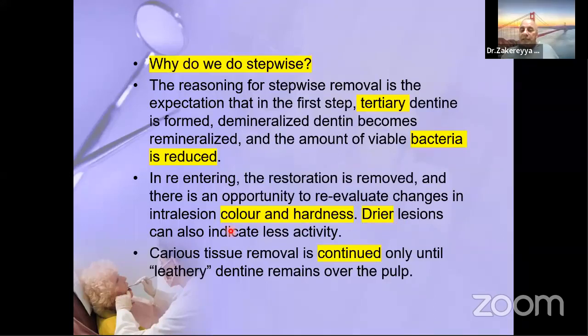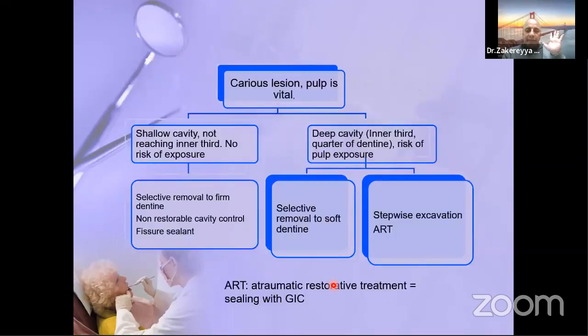Now, you must assess the color. It will become harder. It will be drier. Okay, قلنا إذا كانت moist, it's very dry. And then caries tissue removal is continued until leathery dentine remains over the pulp, and then we put our permanent restoration. This is called stepwise caries excavation.